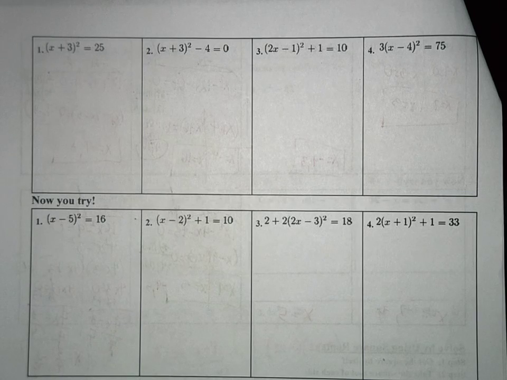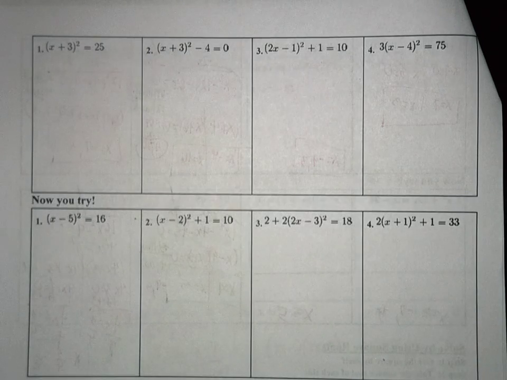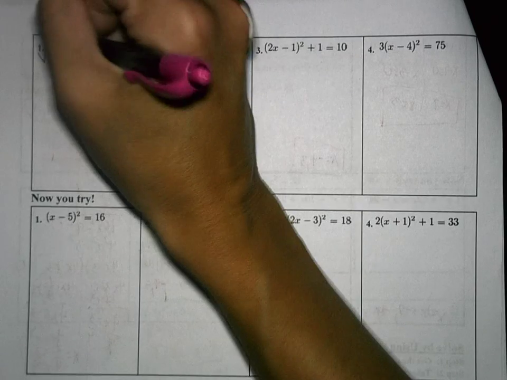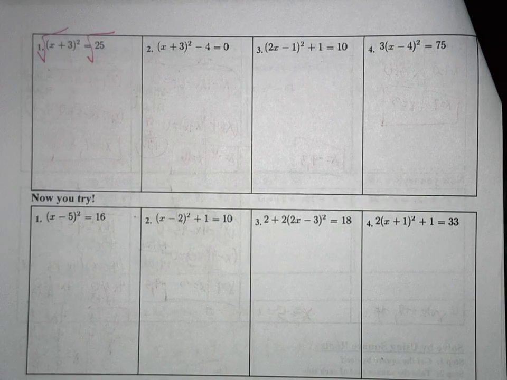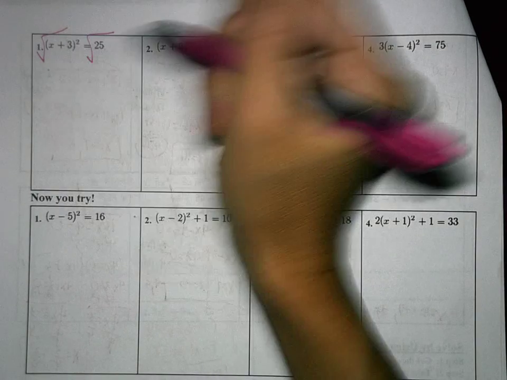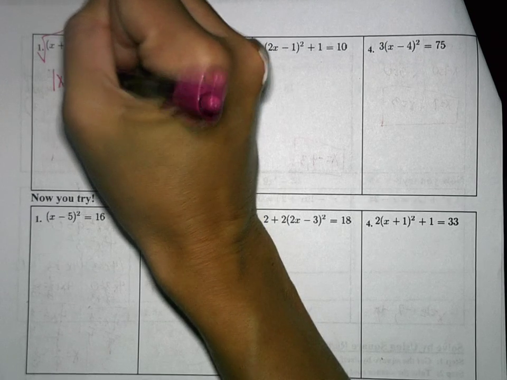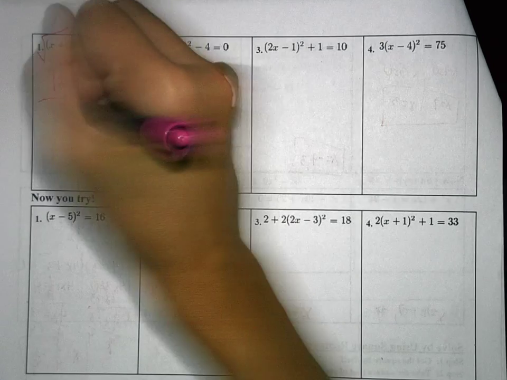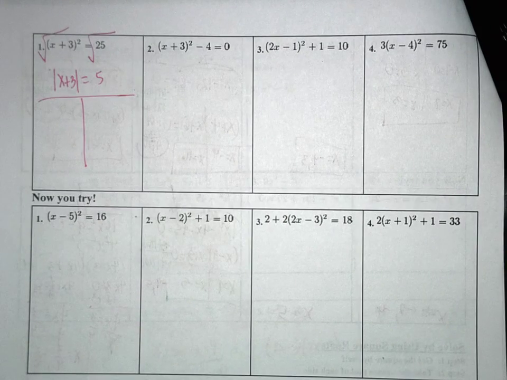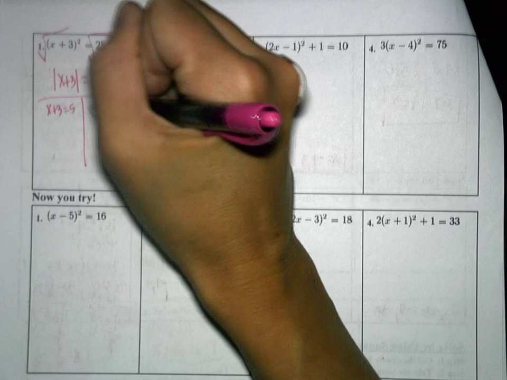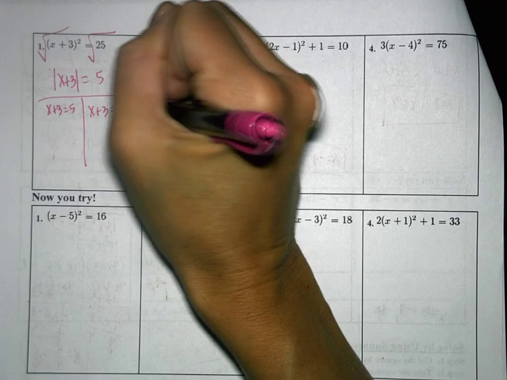Okay, so on number 1, what's the first thing I'm going to do? Very good. Take the square root of both sides, and we end up with what? Close. Absolute value. Very good. Absolute value of x plus 3 equals 5. We set up our equations. X plus 3 equals 5, and x plus 3 equals negative 5.